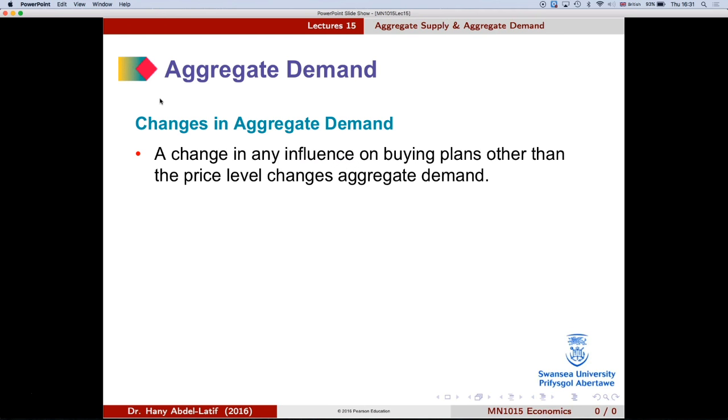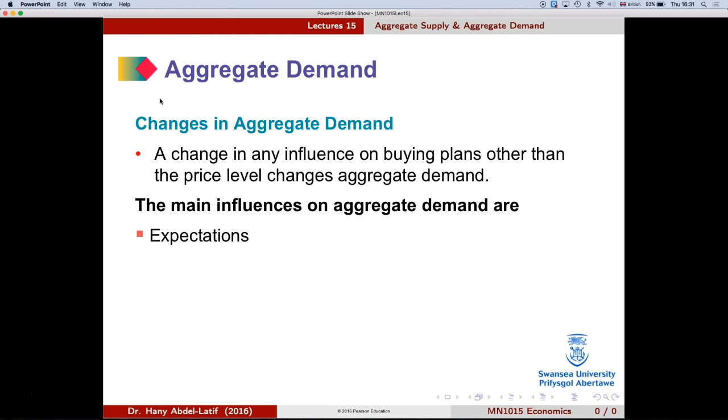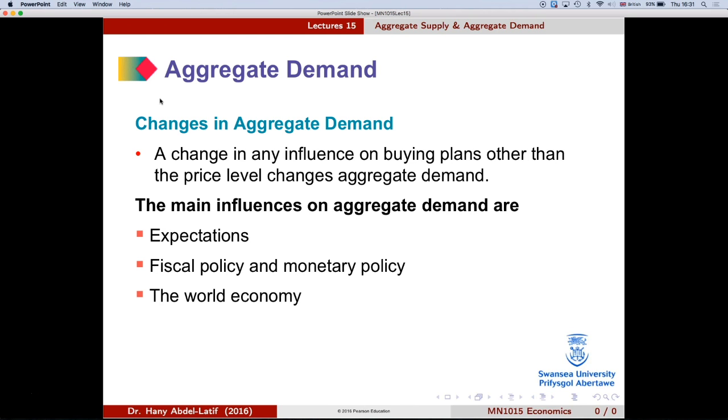So let's first look at the change in the aggregate demand. What would change the aggregate demand? As we said, the expectations, fiscal policy and monetary policy, and the third factor would be the world economy. We'll look at each one of those in more detail. So let's look at the first one, expectations.